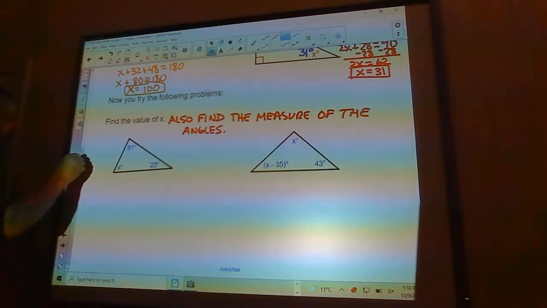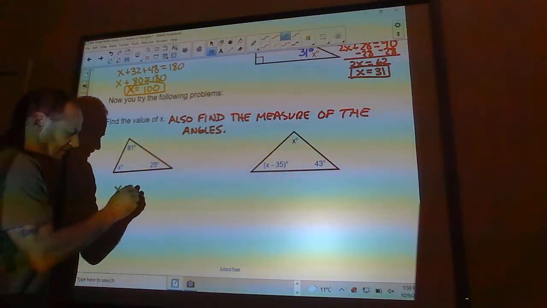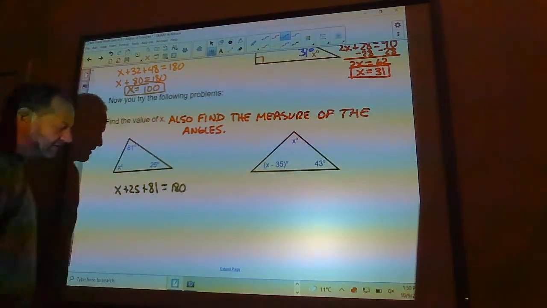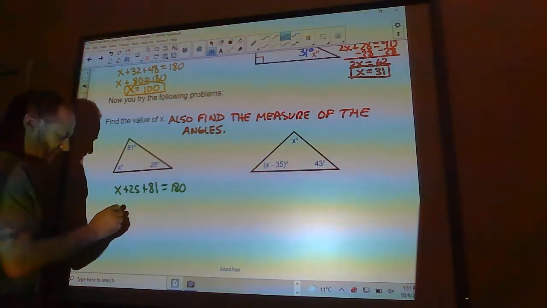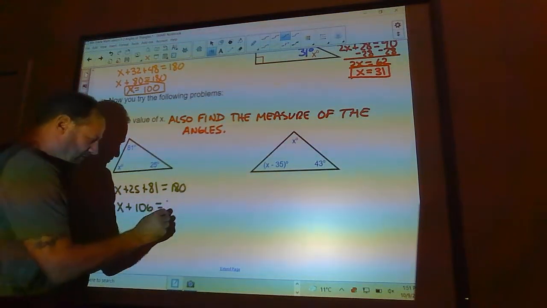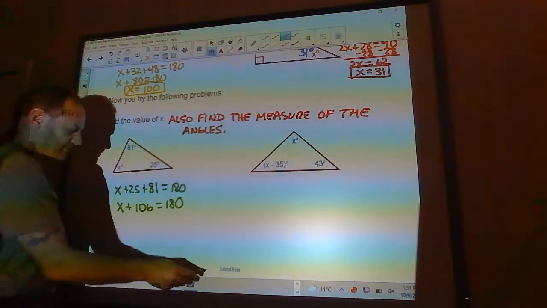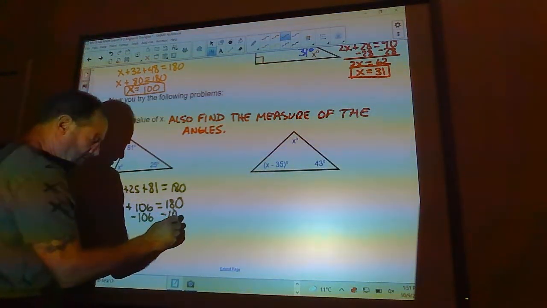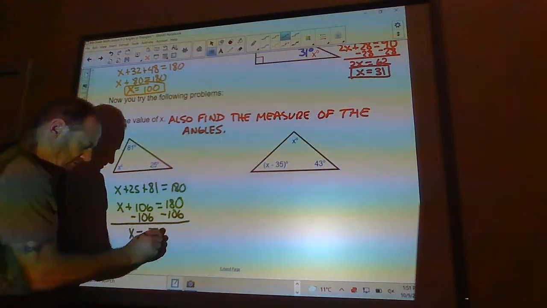Okay, so this first one here, this is the easier one. You know that x plus 25 plus 81 has to equal 180 degrees. Okay, so I can add these two things together. X plus 106 equals 180. And then you subtract 106 from both sides. And you get x equals 74.